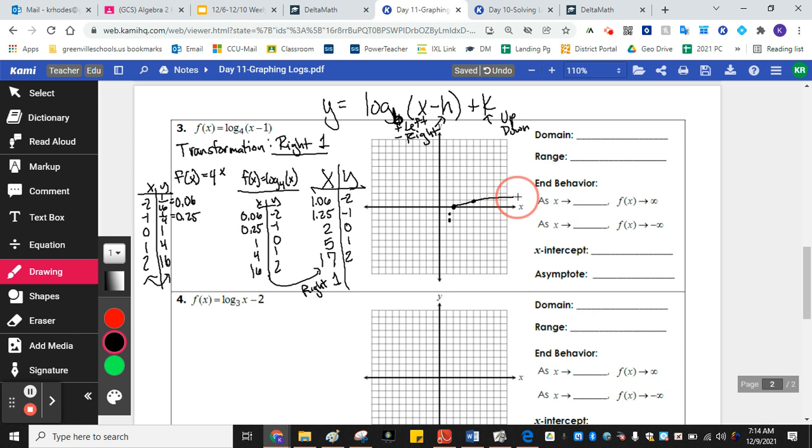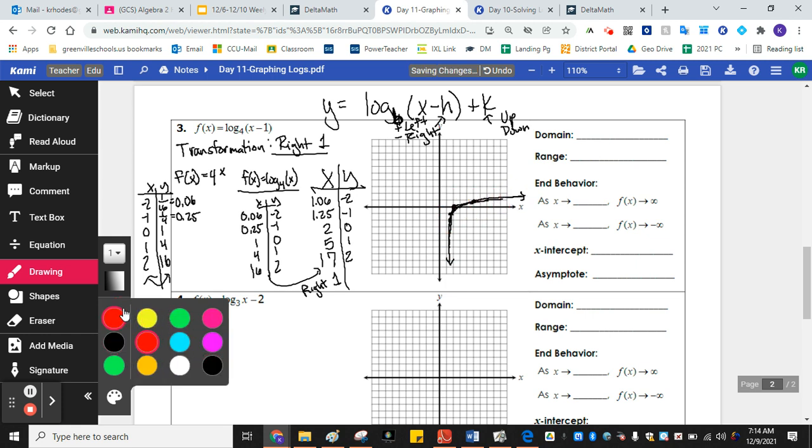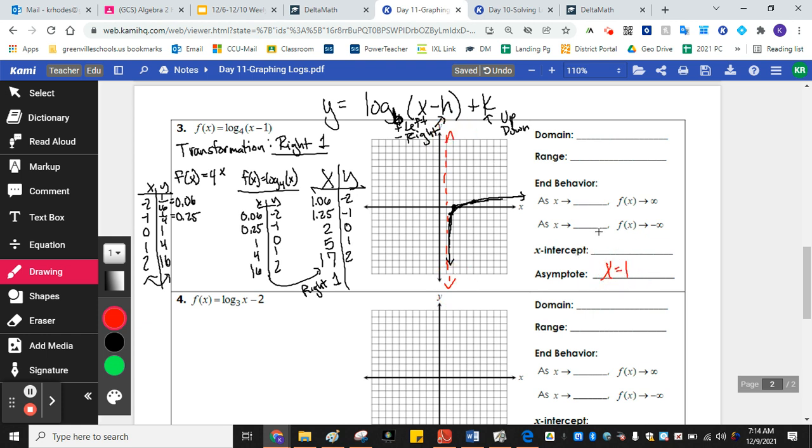So something like that. That's what your log looks like. And then don't forget your asymptote. This was moved right 1, so that is where my asymptote is, at x equals 1.